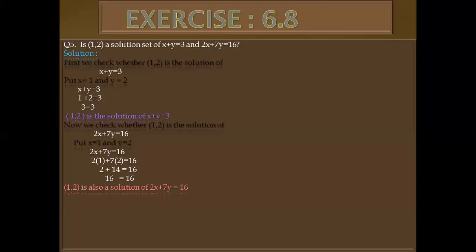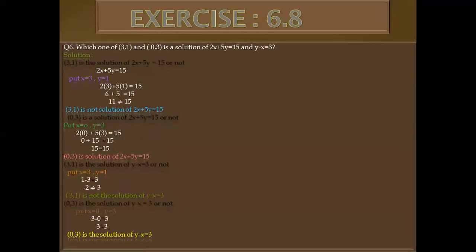Question number 6, the last question of this exercise. Two ordered pairs are given and also two equations are given. So one by one we put the ordered pair in the first equation and in the second one. The equation given is 2x plus 5y is equal to 15 and the first ordered pair is (3, 1). It means that the value of x is 3 and the value of y is 1.